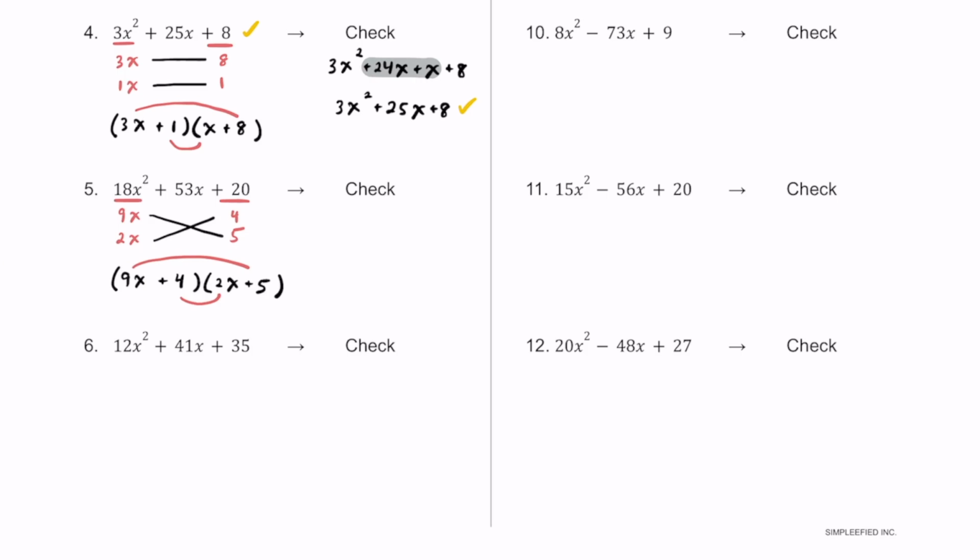If we want to just check this, we can FOIL it out. 9x times 2x, that's going to be 18x to the second power. The outers, if we multiply, that's 45 and 8, so we have 45x and 8x. And then if we multiply this 5 and 4 together at the end, that's going to be 20. If we combine these like terms in the middle here, we're going to get 18x squared plus 53x plus 20. And I think that works out.